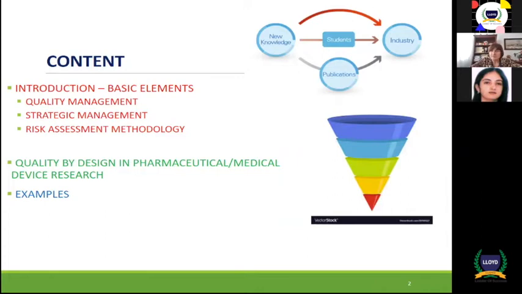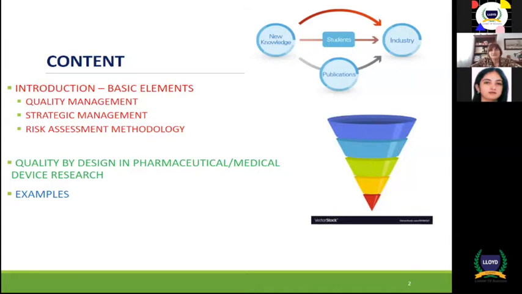I have 3 parts in my presentation. This is going to be 60 minutes, and I divided these parts by colors. All in red are going to be in the first part of the presentation, a kind of introduction and basic elements from where we start this quality by design thinking. Because I want to show you the way of thinking. So what is the paradigm change?